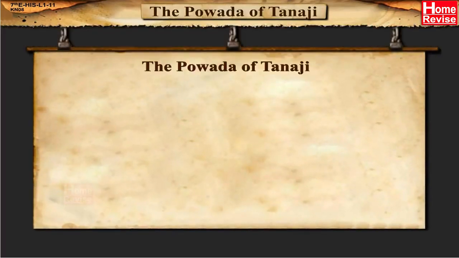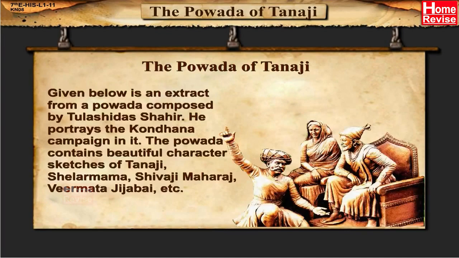The Povada of Tanaji. Given below is an extract from a Povada composed by Tulsidas Shahir. He portrays the Kondhana campaign in it. The Povada contains beautiful character sketches of Tanaji, Shelar Mama, Shivaji Maharaj, Veer Mata Jijabai, etc.